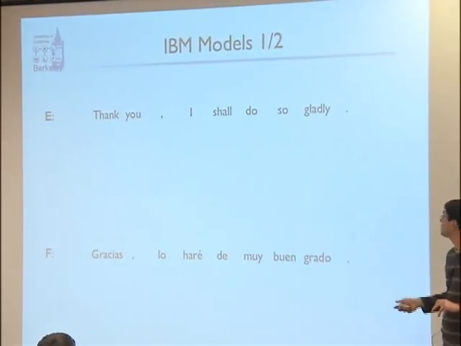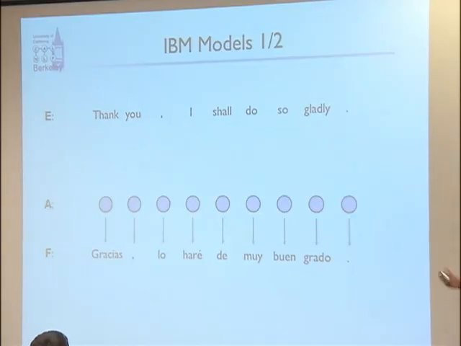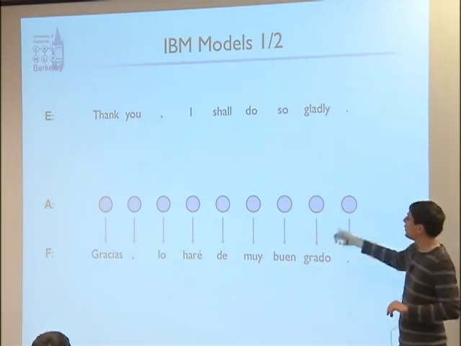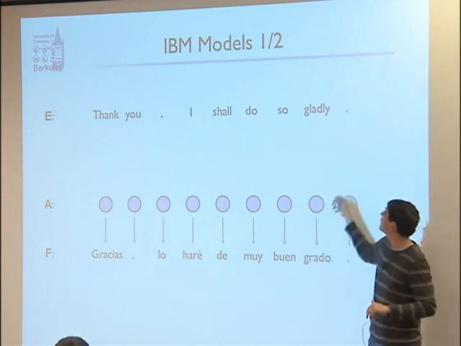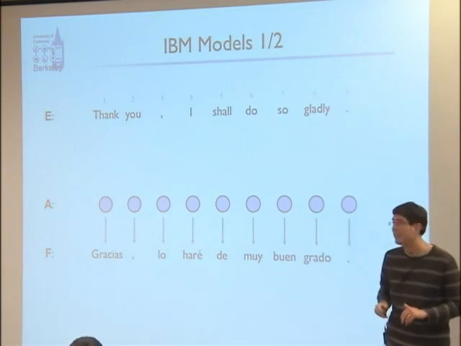So here's a sentence that we're trying to align to the English. Gracias, lo haré de muy buen grado. One way of viewing this is as a graphical model that's entirely disconnected, where we're deciding where to align. So here's the hidden alignment vector. This is going to take numbers. The numbers correspond to positions in the English.